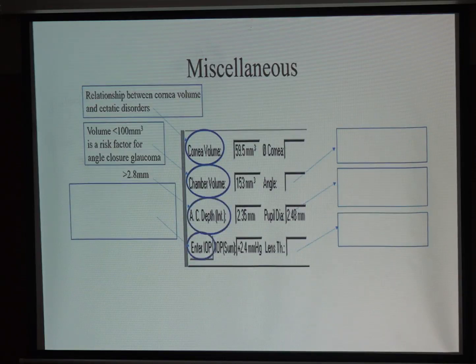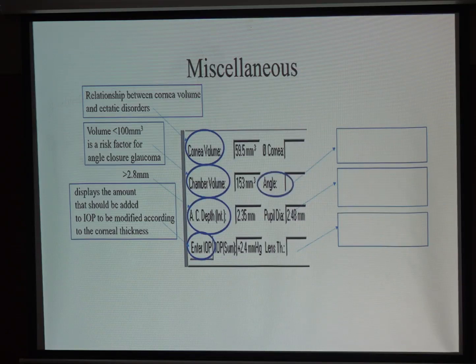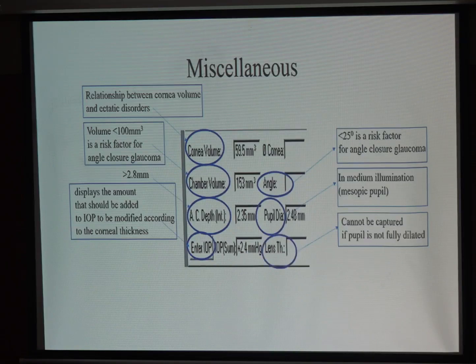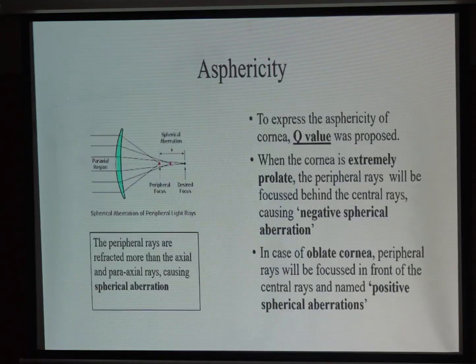These all factors help you in a case of glaucoma as well, and it also helps you in telling the amount of the intraocular pressure that has to be modified depending upon the corneal thickness. The angle is also measured in this, the pupil diameter is also mentioned, which is very helpful in a case of refractive surgery, and the lens thickness is also provided.